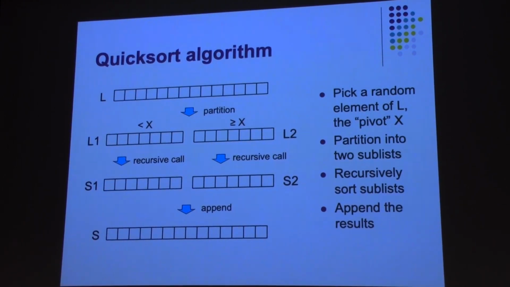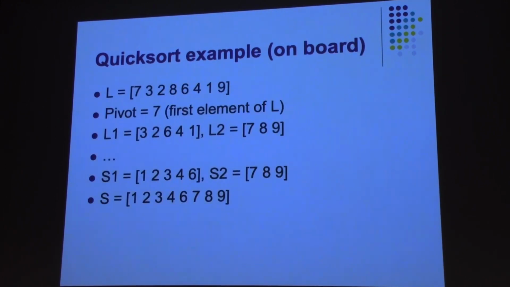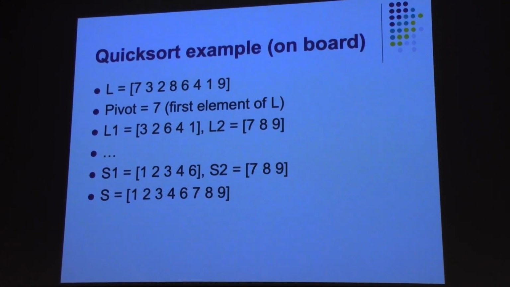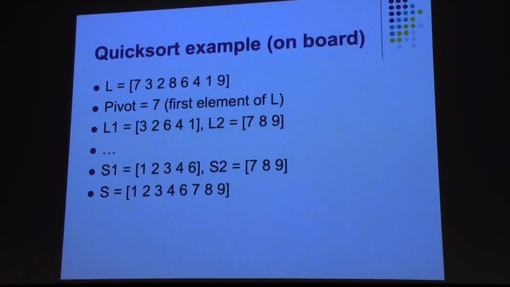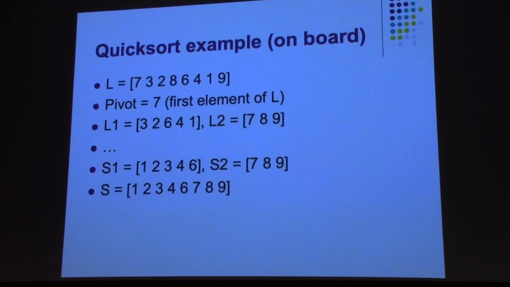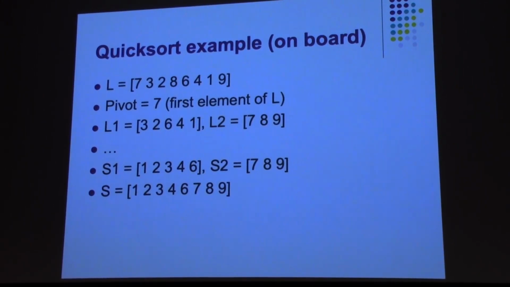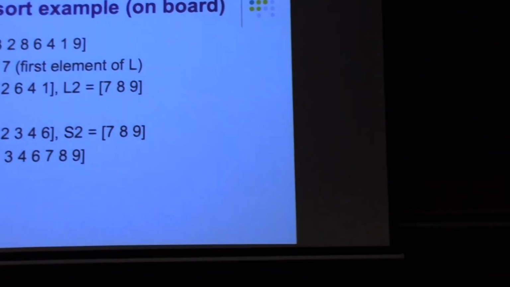Merge sort is a variation of this. So this is Quicksort, and how does it work? Here's an example of Quicksort. If you do something like, let me write it down here, 7, 3, 2, I kind of chose them so it looks nice, 6, 4, 1, 9, that's my original list.